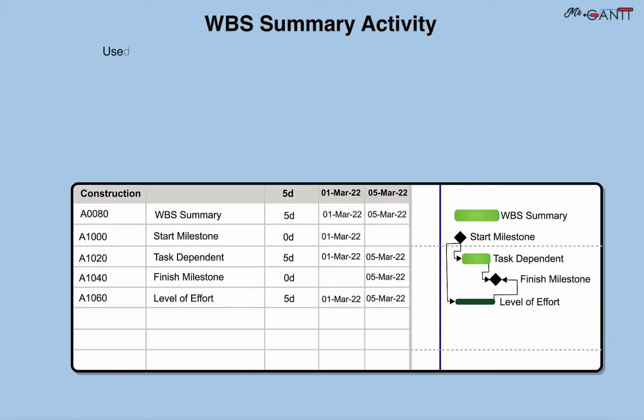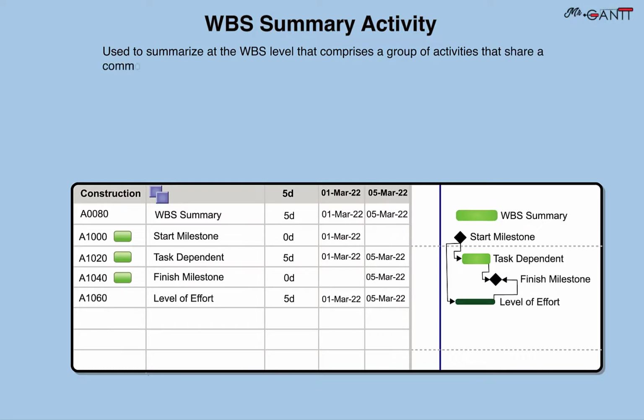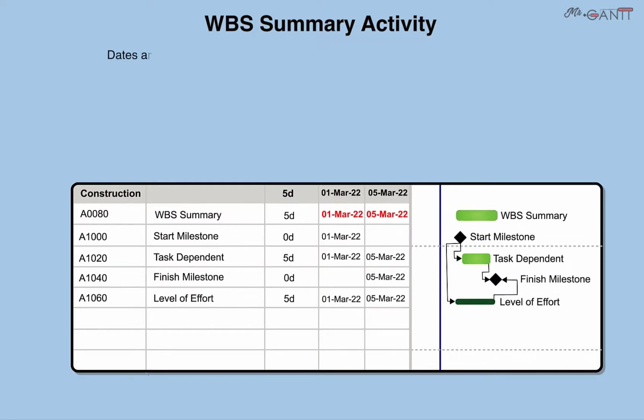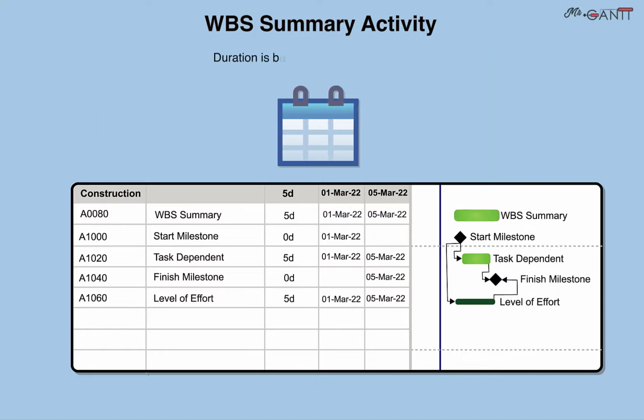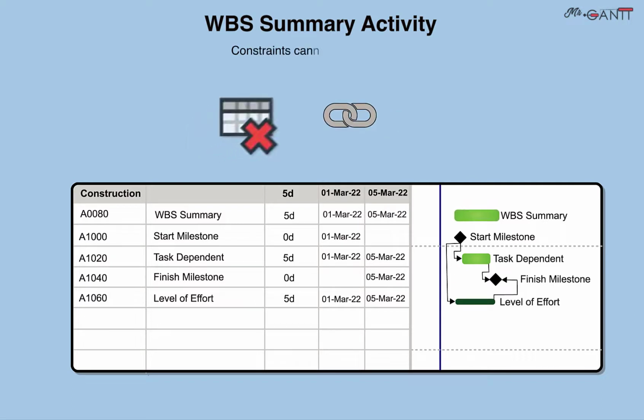WBS Summary Activity. Used to summarize at the WBS level that comprises a group of activities that share a common WBS level. Dates are based on the earliest start date and the latest finish date of the activities in the WBS level. Duration is based on its assigned calendar. Constraints cannot be assigned.